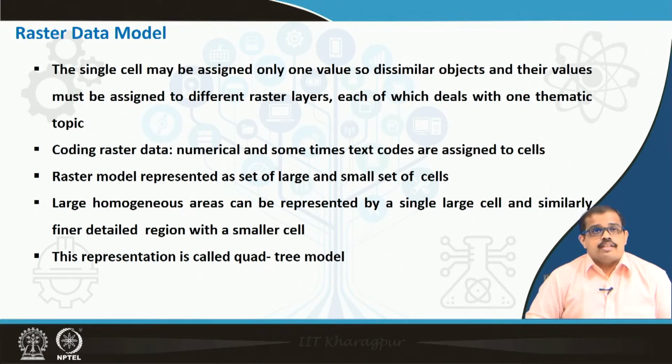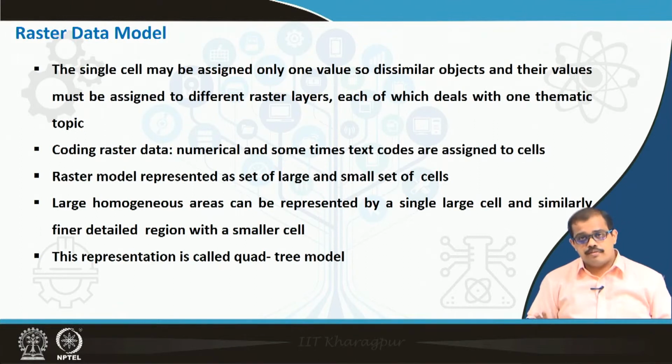In the raster data model, a single cell may be assigned only one value. So dissimilar objects and their values must be assigned to different raster layers, each of which always deals with one thematic topic. Coding raster data is based on numerical codes, and sometimes text codes are also assigned. Fine. So the raster data model is represented as a set of cells.